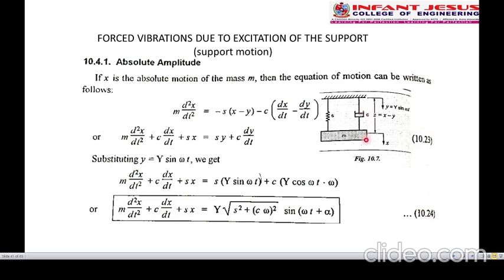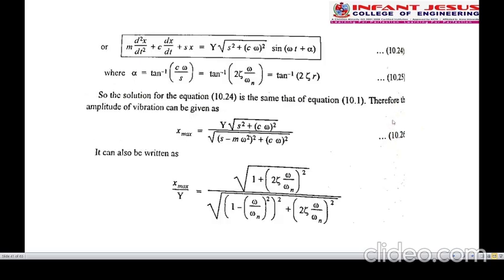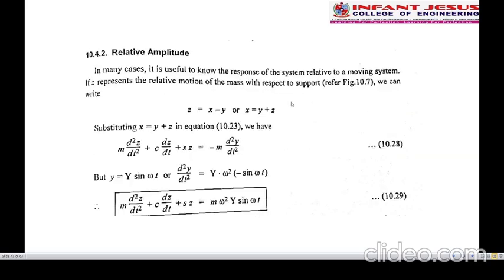Here for relative amplitude we are taking z equal to x minus y. In absolute amplitude we take with respect to x, but relative amplitude we have to take with respect to z. So z is equal to x minus y, and we are going to substitute for x as y plus z.